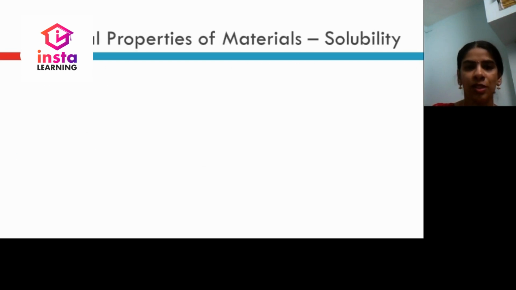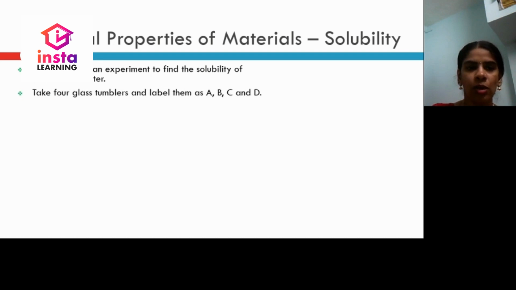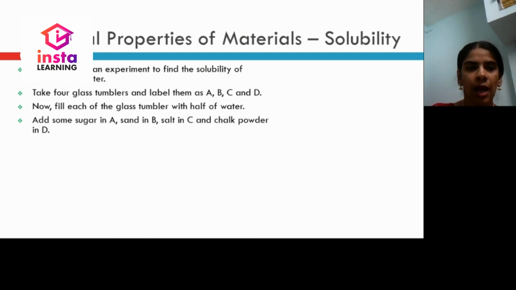Physical properties of materials, solubility. Let us perform an experiment to find the solubility of materials in water. Take 4 glass tumblers and label them as A, B, C and D. Now fill each of the glass tumblers half with water. Add some sugar in A, sand in B, salt in C and chalk powder in D.